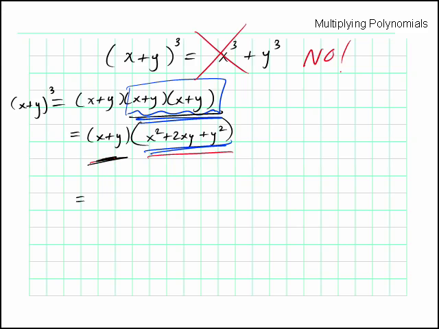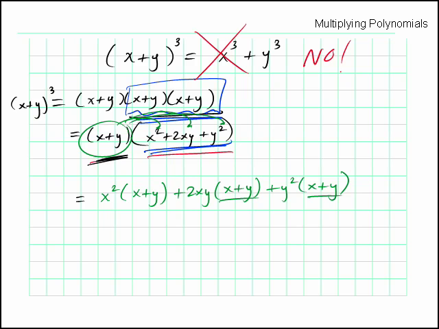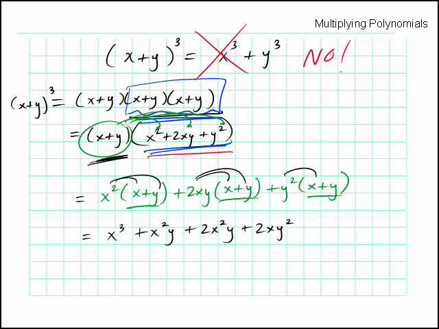I'm going to take that x plus y, and I'm going to multiply it to the, let's use green for that. I'm going to multiply it to the x squared, which would look like this. I'm going to multiply it to the 2xy, which would look like that. And I've got to multiply that to the y squared out here. So there's my x plus y distributed into the trinomial. And distribute again: x cubed, x squared y, 2x squared y, 2xy squared, xy squared, and y cubed.